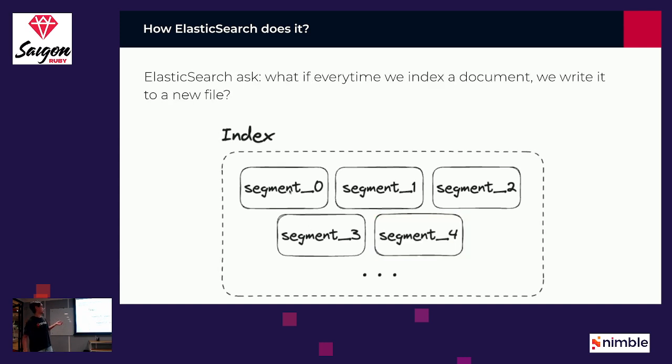Every time you push some data to the index, you don't touch the old file. You create a new one. So we have segment 0, 1, 2, 3, and 4 here, like a different file all the time. Okay, I know this is very unintuitive, but try to push through this.